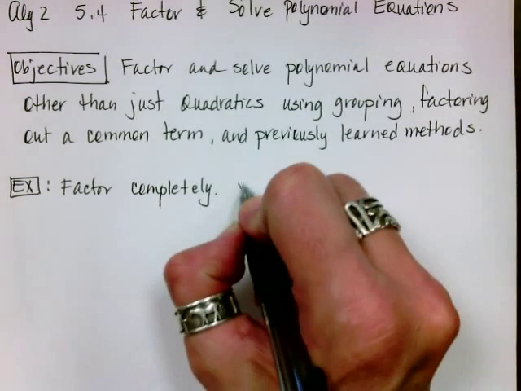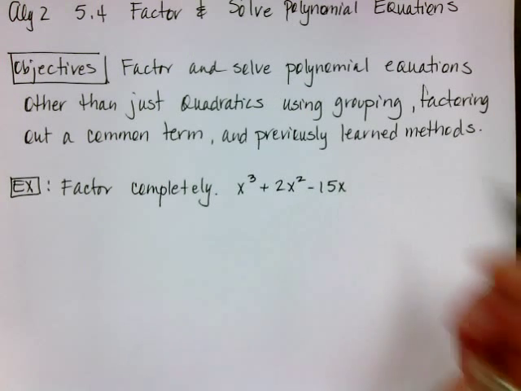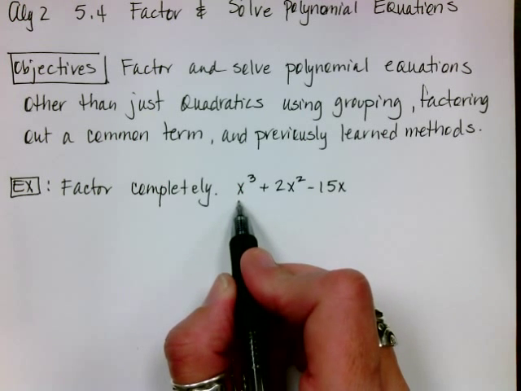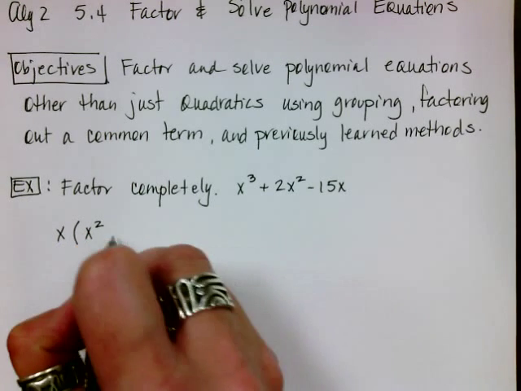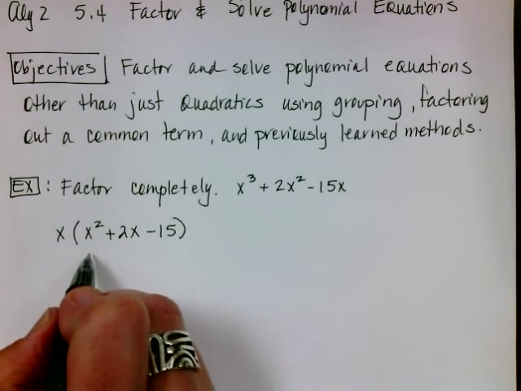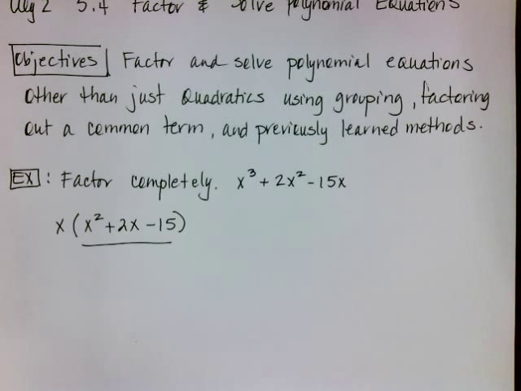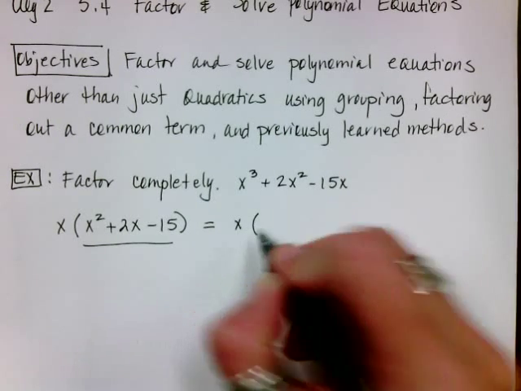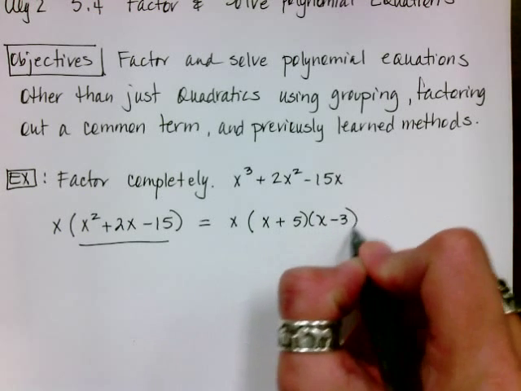Your given problem is going to be x cubed plus 2x squared minus 15x. So the first thing that I notice is that these terms all have an x in common. So if I factor it out, I'm going to get x times (x squared plus 2x minus 15). Now I can factor that inside piece. You could either do the AC method or you could do guess and test. I'm going to do guess and test. So I'm going to do x plus 5 and x minus 3.